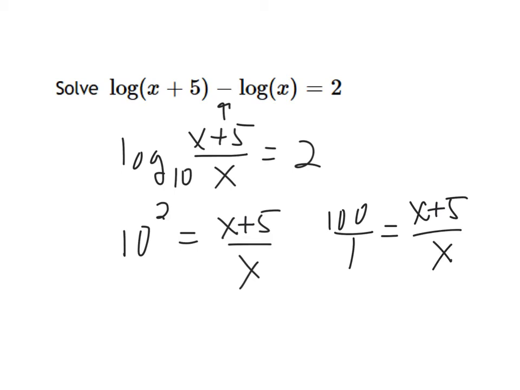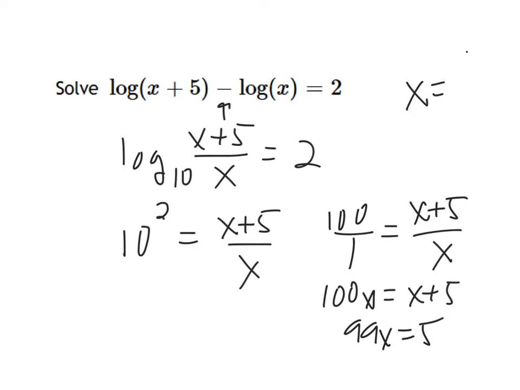Now it's just a proportion. We'll do the cross products. 100x equals x plus 5. Subtract x: 99x equals 5. So x equals 5 over 99, which is not a very nice number.